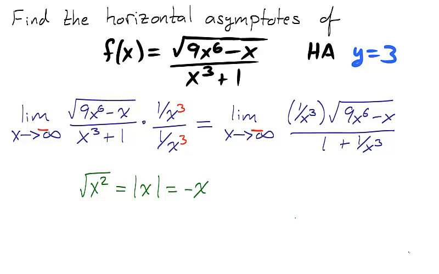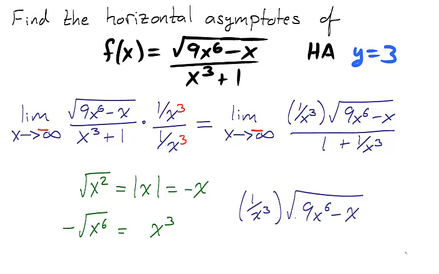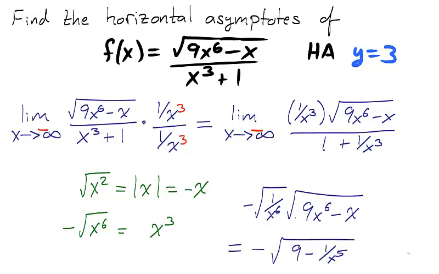So the square root of x squared is equal to the absolute value of x, and when x is negative, the absolute value of x is negative x. Therefore, the square root of x to the 6th is equal to negative x cubed. And multiplying the negative onto the other side, now the numerator of our expression appears very similar to the numerator as x approaches positive infinity, however it now is negative. We can distribute 1 over x to the 6th into the square root.